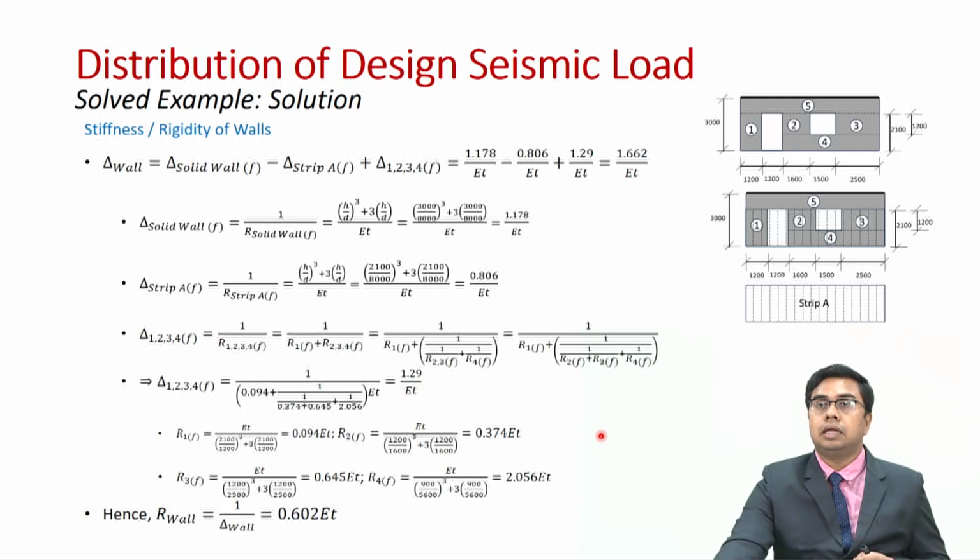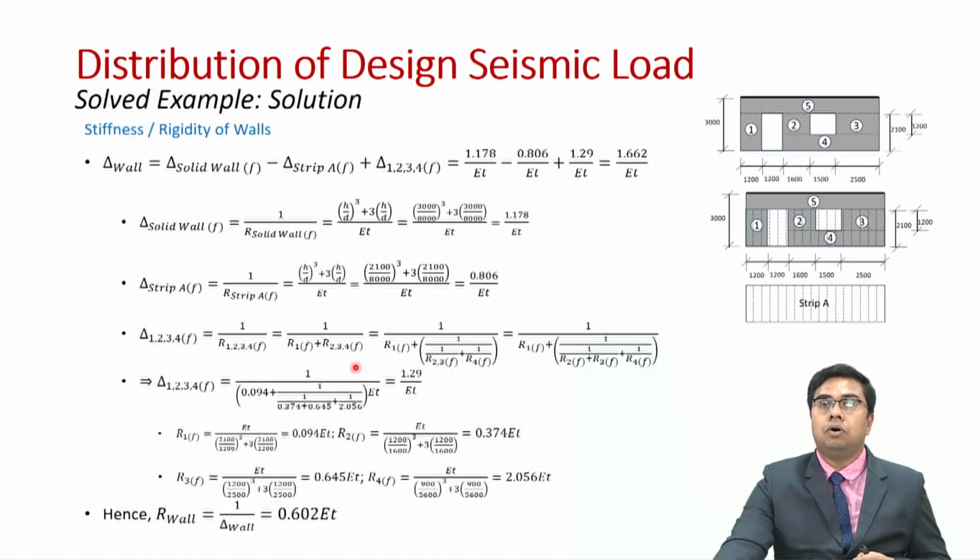So, you can take your time, you can pause the video and look into these calculations. You can try doing it on your own as well, so that you get more confident with these calculations. And once we get these three values, delta solid wall, delta strip A and delta 1, 2, 3, 4, we substitute them in our initial expression and we get the value of delta wall as 1.662 upon ET.